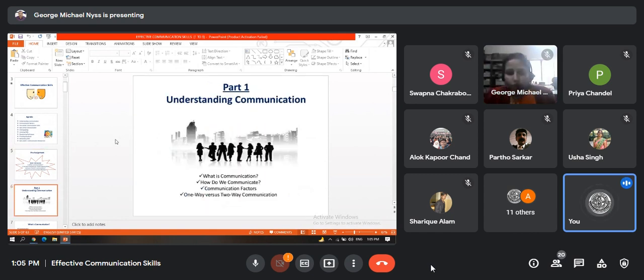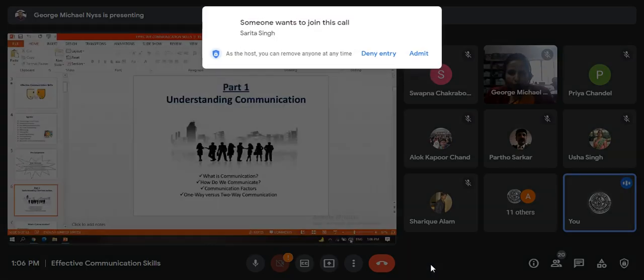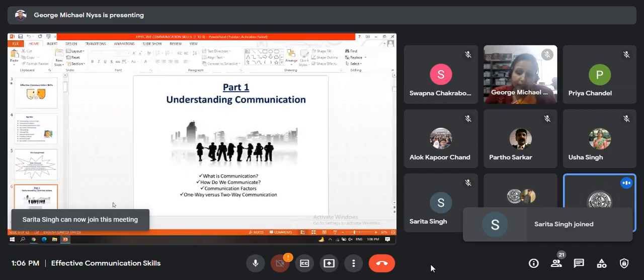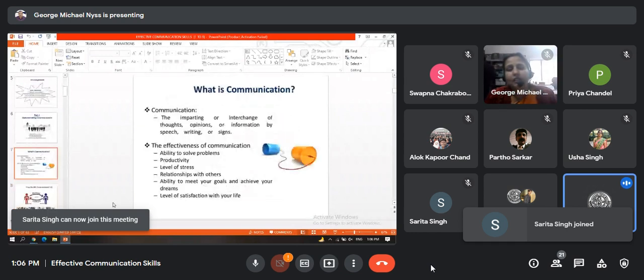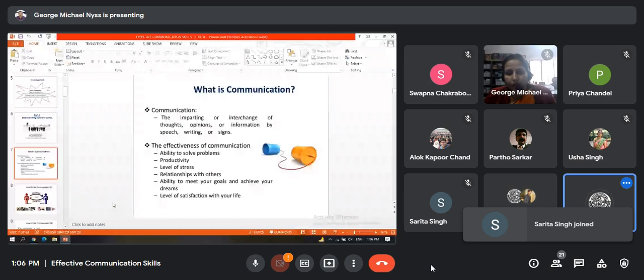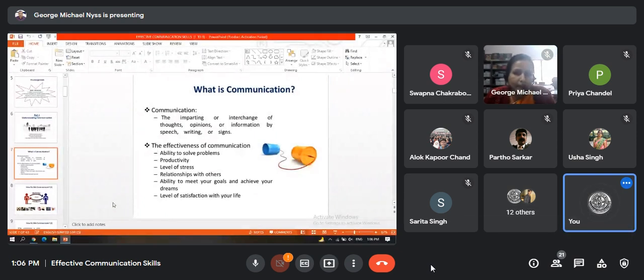First of all, we'll understand communication. What is communication? How do we communicate? What are the factors of communication? And one-way versus two-way communication. Okay, so first understand what is communication. Why do we communicate and what is communication? Let us see, communication is the imparting or interchange of thoughts, opinions or information by speech, writing or signs.